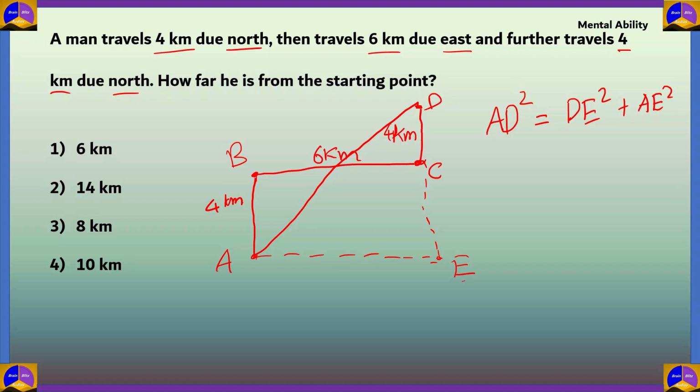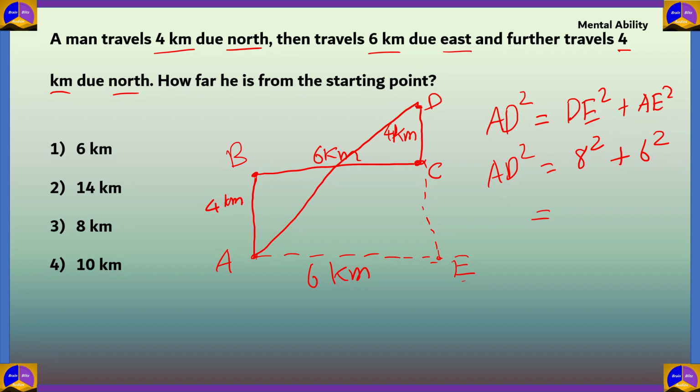So let's find the value of DE and AE. Now AE is the same distance as BC, so that is 6 km. Now DE is equal to DC plus CE. DC is 4 km and CE has the same distance as BA, that is also 4 km. So AD square would be DE square, 8 square, plus AE square, 6 square.